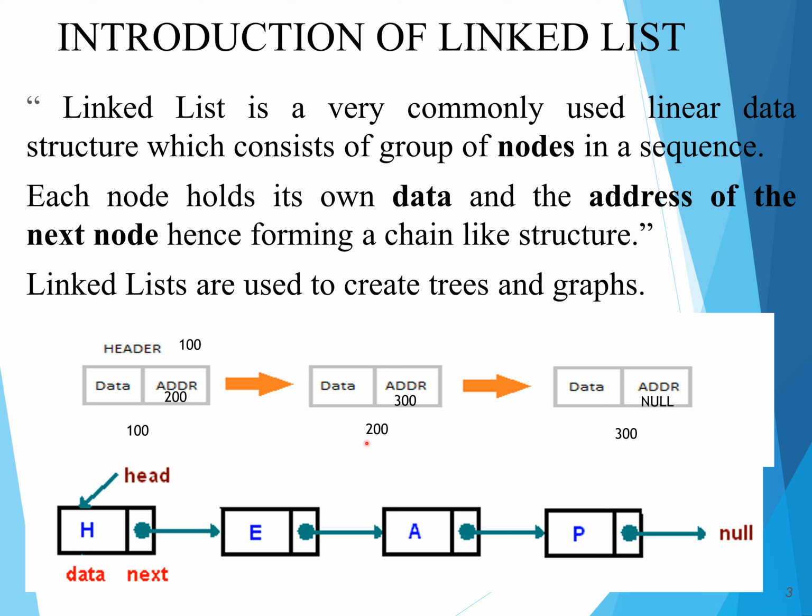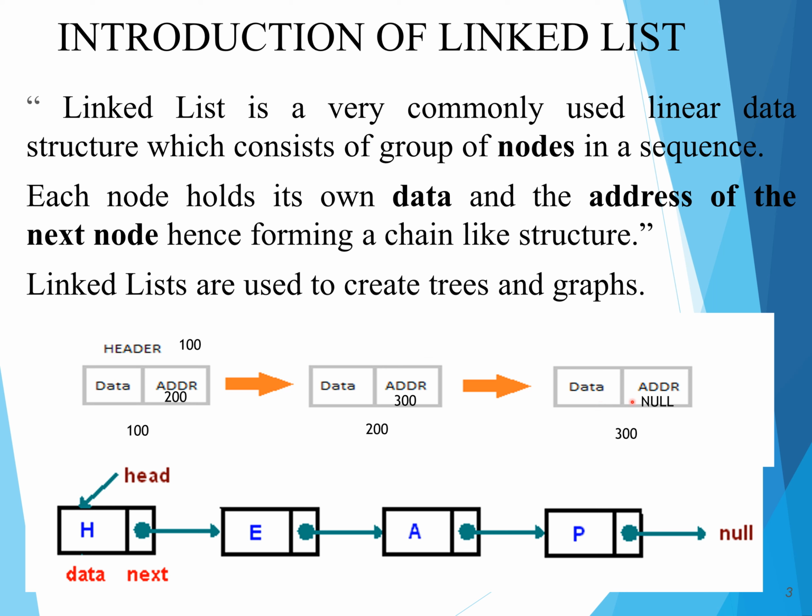What is the address of the next node? The address of the next node is 200. So 200 is stored in the address field of the first node so that it is linked with the second node. Same for the second node's address field, it stores the address of the next node, that is the last node. The last node's address is 300 and it is stored in the address field of the second node, so that the second node is connected with this third node.